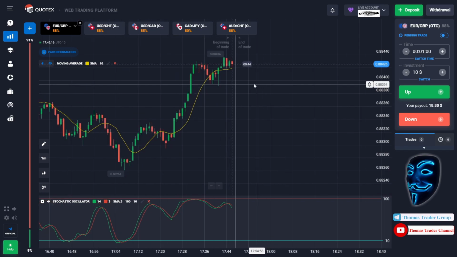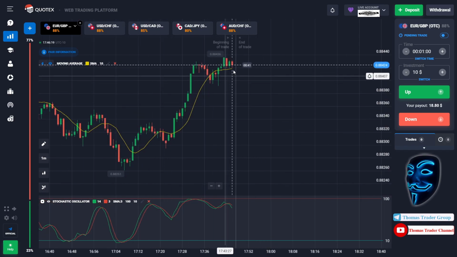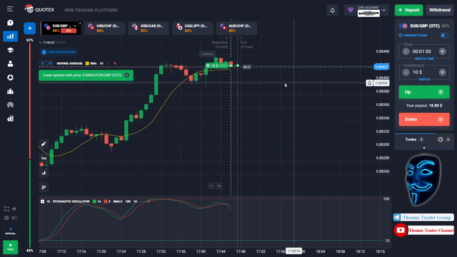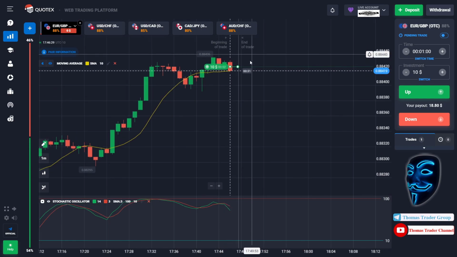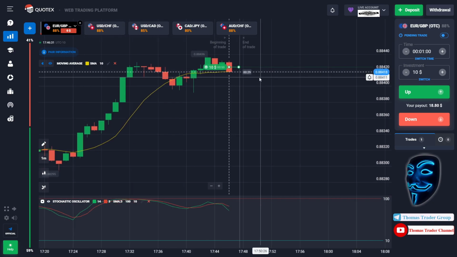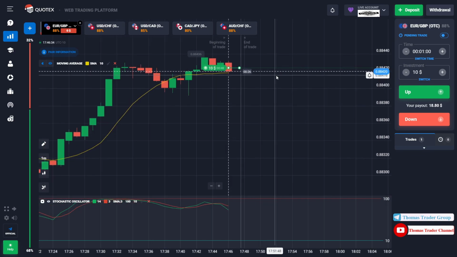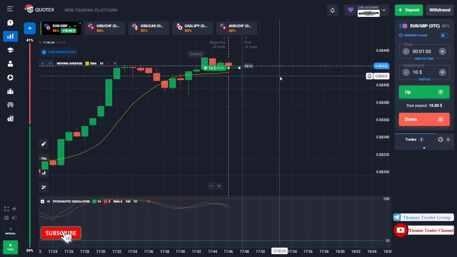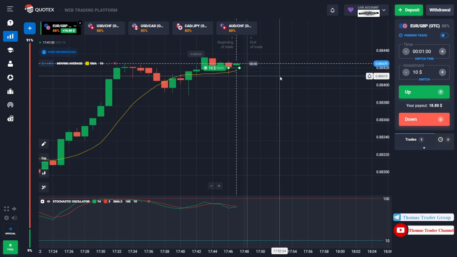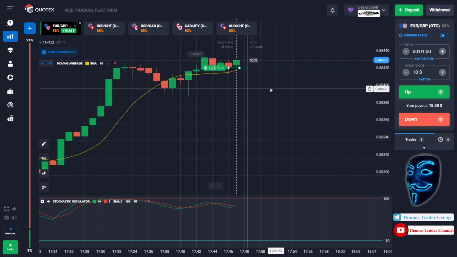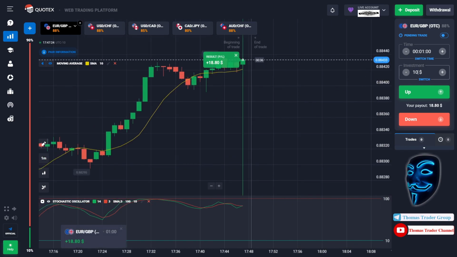And here the market is going bullish. We can open buy for 1 minute over here, because the market is going bullish and then the market has already touched the moving average line. When the market touches the moving average line, it will make a rebound. Let's prove it here and let's wait till the end of our trade. We made a right prediction over here. We made a profit of $18.